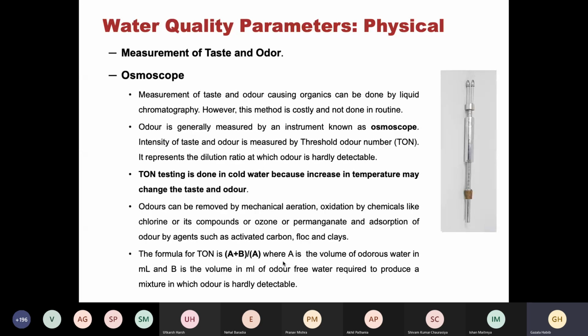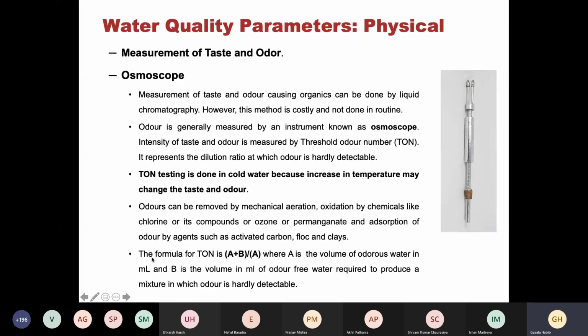Measurement of taste and odor, this is the technique which can be used. Everything is written here, you can go through it; I'm not going to read it. Or just I will say that the osmoscope is one. Odor can be removed by mechanical aeration. That is the removal.